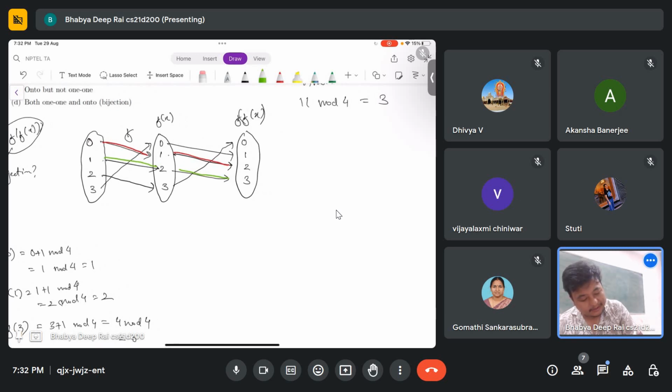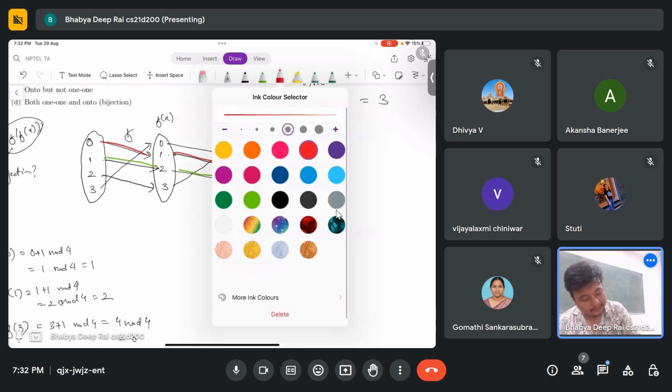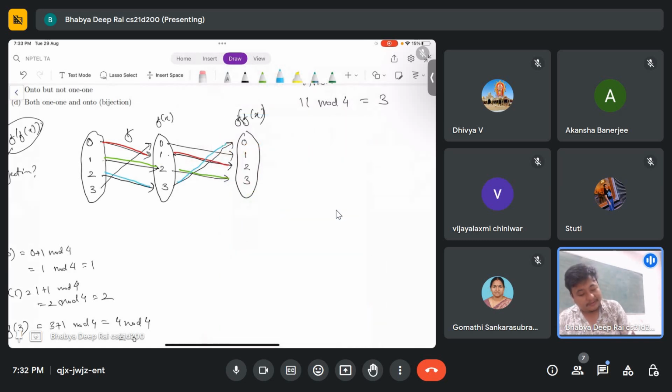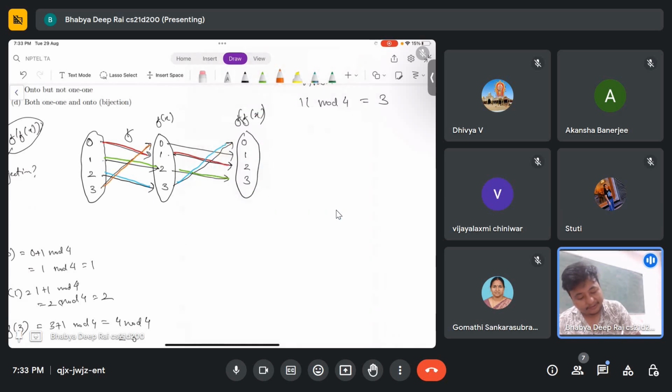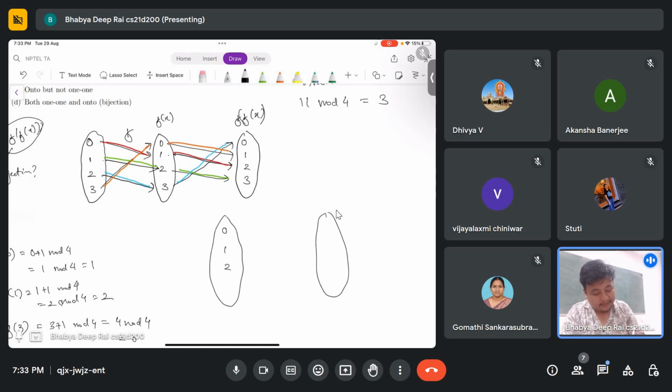And let's use another color. Let's say 2 maps to 3, 3 maps to 0. And let's use orange maybe. 3 maps to 0 and 0 maps to 1. So what does this mean? This means that I can write it this way. 0, 1, 2, 3, 0, 1, 2, 3.